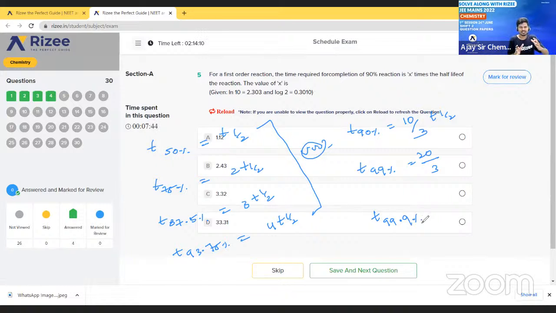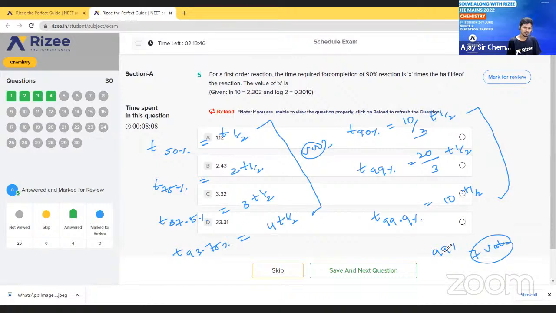If a reaction is completed 99.9%, that means only 0.1% of the reaction is left, everything is finished. So in this case, what is the time? 10 T half. You have to remember these values, and you will do 90% of the half-life questions regarding first order reactions. Okay, now the trick is completed. So what we have to do is solve this question.